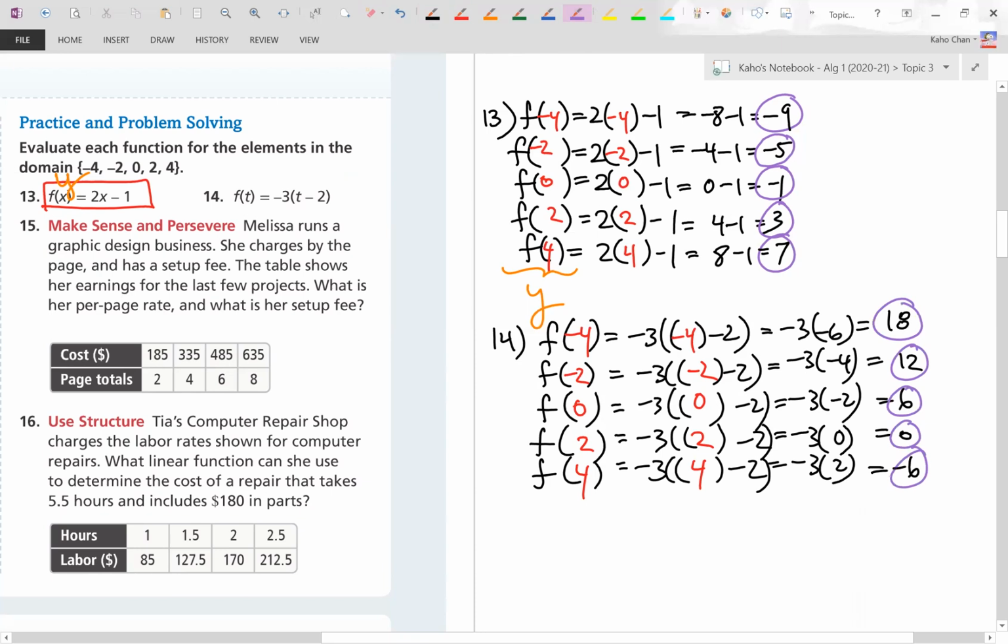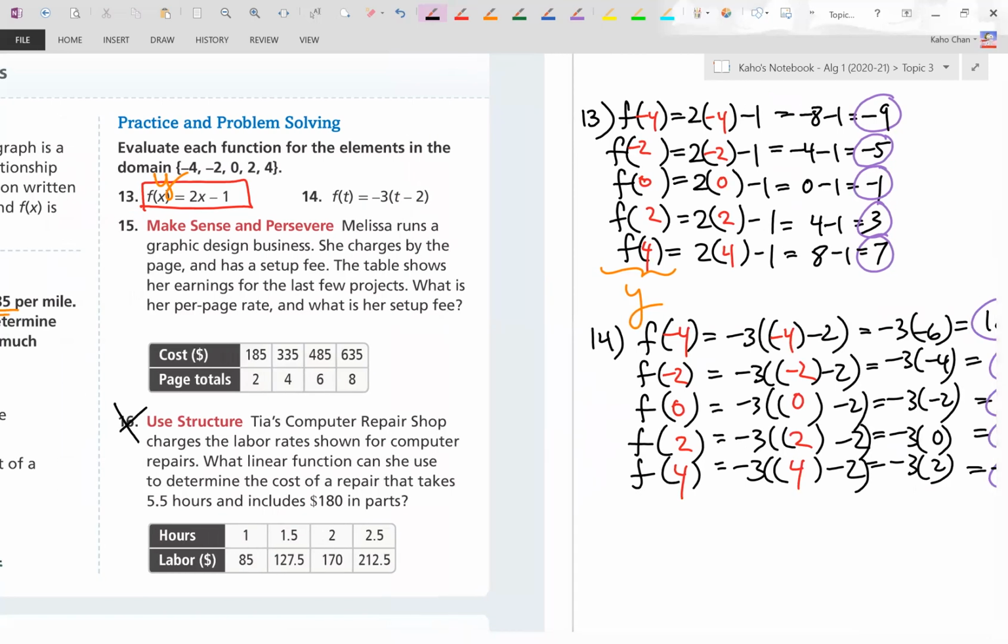Yay. Any questions? Well, let's do one more in this section. Let's skip 16, but do 15. Make sense and persevere. Melissa runs a graphic design business. She charges by the page and has a setup fee. A setup fee means no matter how many pages she makes, there is an initial amount. The table shows her earnings for the last few projects. What is her per page rate, and what is her setup fee?